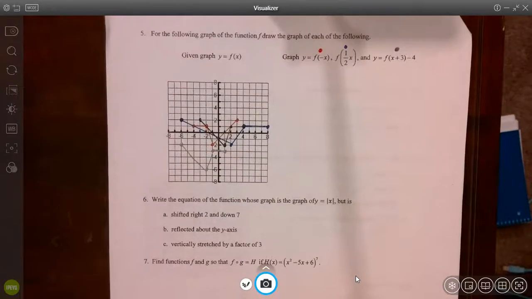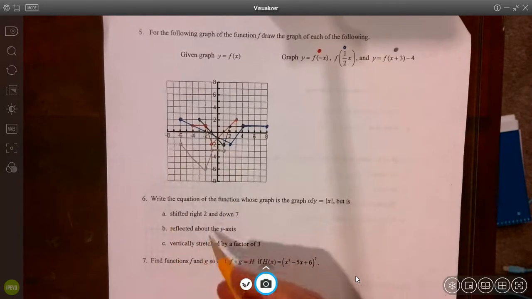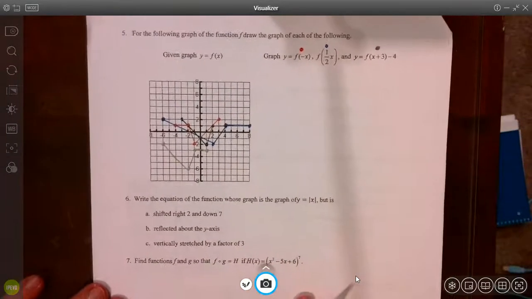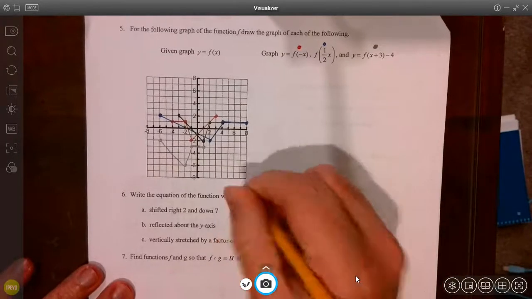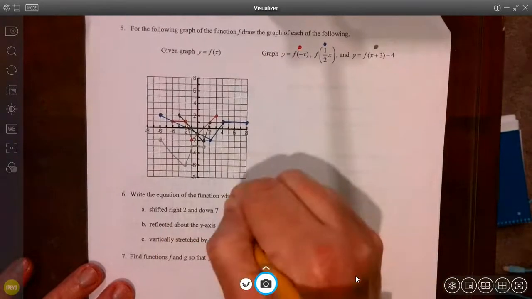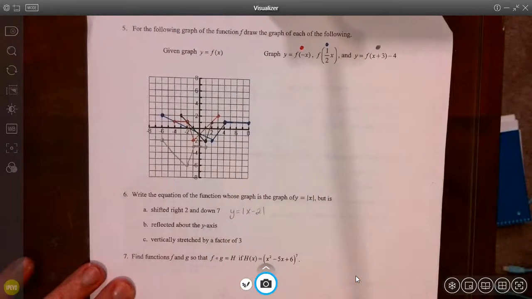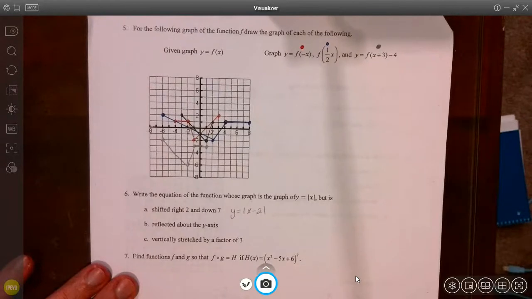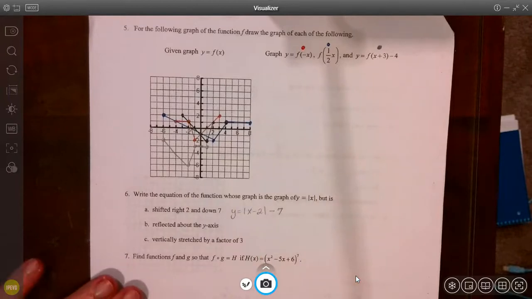Number 6, write the equation of the function whose graph is the graph of y equals the absolute value of x, but is shifted right 2 and down 7. All right. So each one of these is completely different and separate. Don't think that you have to keep building on them. Some students try to do that on the test for some reason. You absolutely do not. All right, so here, if we move it to the right 2, that means I need to have an x minus 2 inside the function, which in this case is inside my absolute value. And then down 7 has a minus 7 on the outside.